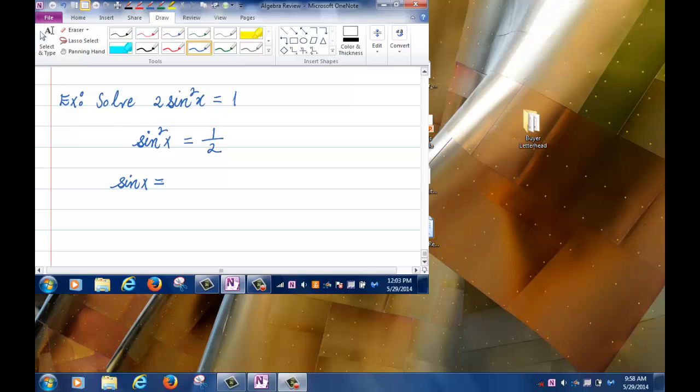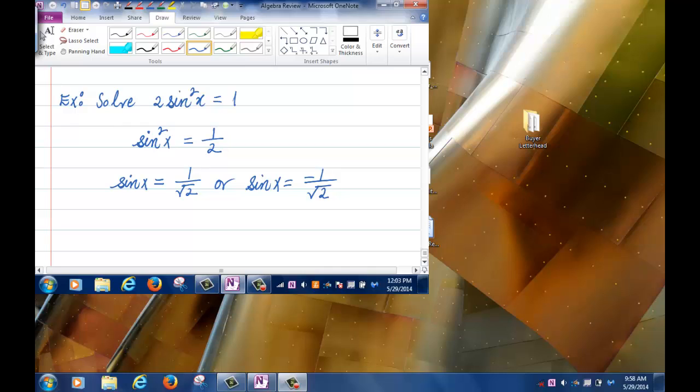Yeah, it'll be root of 1/2, right? Plus or minus. So it's either plus 1 over root 2. If you take the root of 1 over 2, you get 1 over root 2, right? Or sine x is negative 1 over root 2. Is everybody okay? All right, so now what can you say about x? You're trying to solve this.